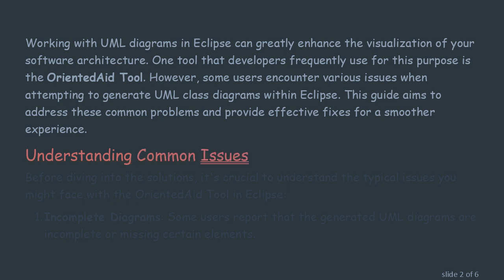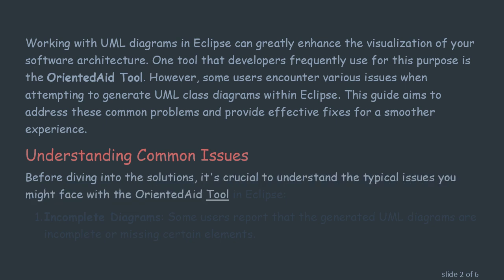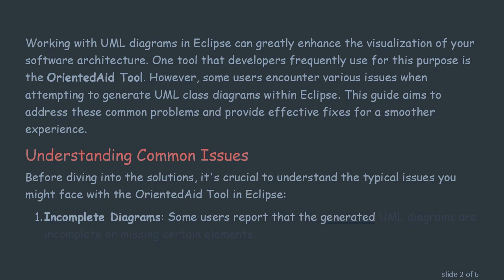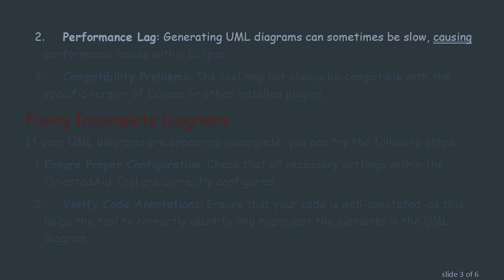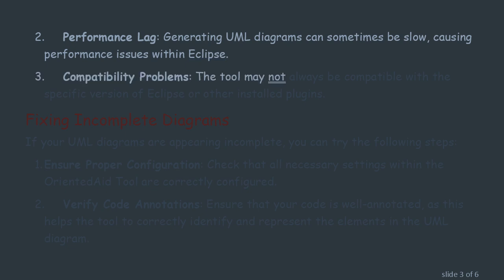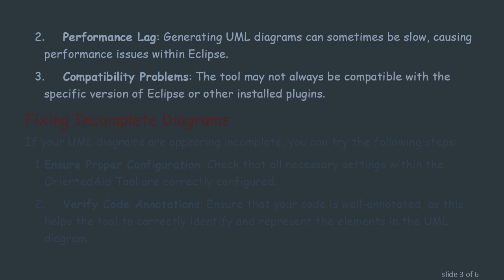Understanding common issues. Before diving into the solutions, it's crucial to understand the typical issues you might face with the OrientedAid tool in Eclipse. Incomplete diagrams. Some users report that the generated UML diagrams are incomplete or missing certain elements. Performance lag. Generating UML diagrams can sometimes be slow, causing performance issues within Eclipse. Compatibility problems. The tool may not always be compatible with the specific version of Eclipse or other installed plugins.